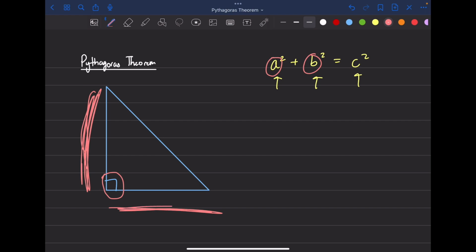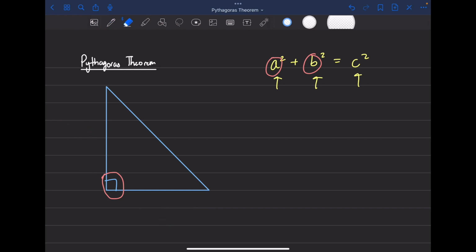A and b, it doesn't really matter which one's a, which one's b. So this can be a and this one can be b, or opposite, so this one can be b and then this one can be a. Once again, it does not matter as long as those are the ones touching the right angle. And obviously, if you have one more side left and one more variable left, that has to be this side, so c is this side.